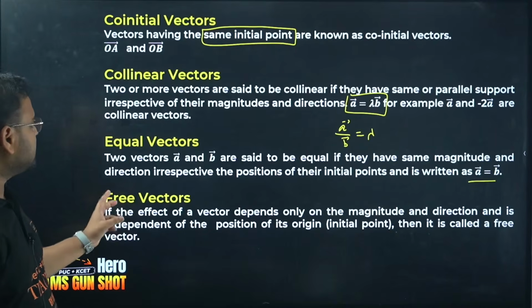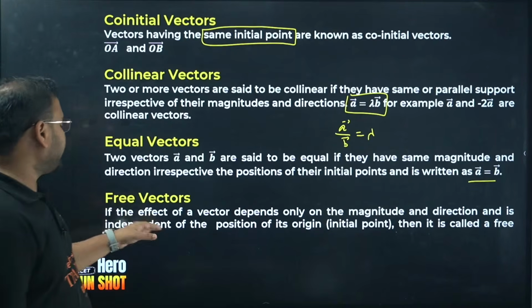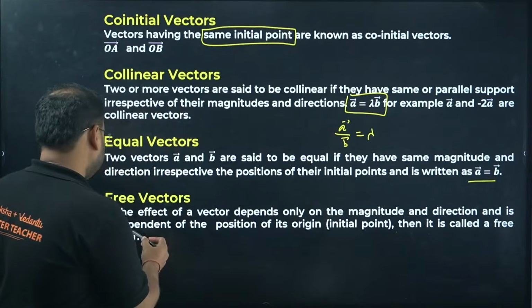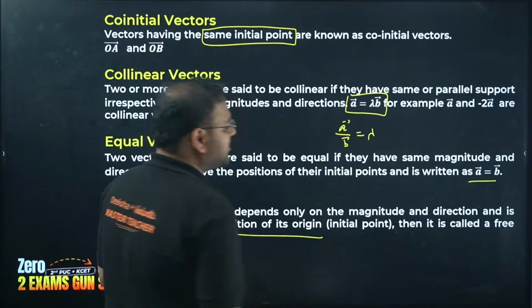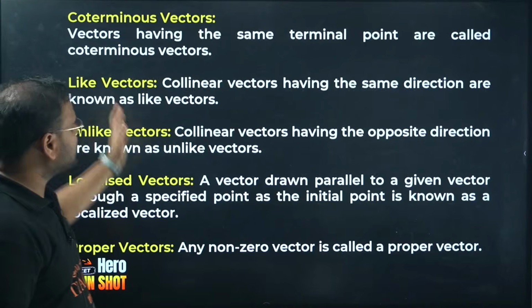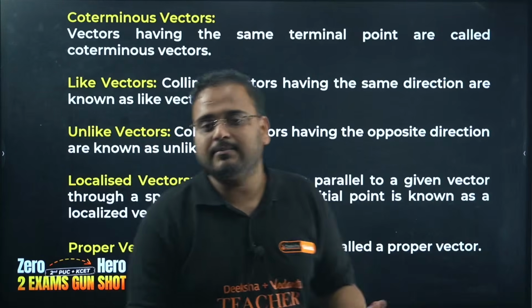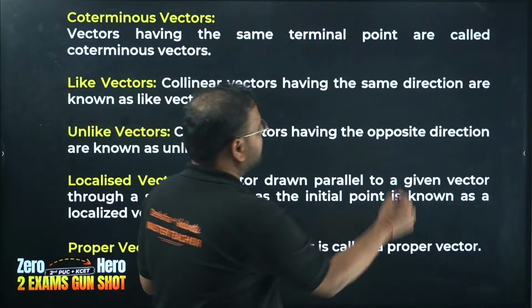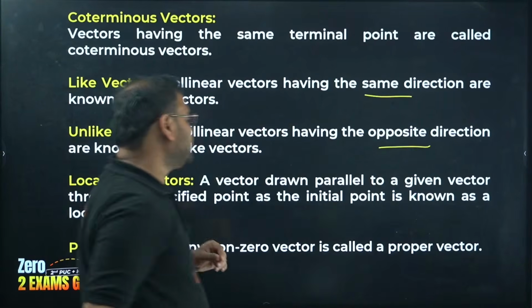Free vectors: if the effect of a vector depends only on the magnitude and direction, and is independent of the position of its origin, it is called a free vector. Have a look, guys. Definitions: coterminous, the endpoints are the same. Like vectors have the same direction. Unlike vectors have opposite direction. Like means same, unlike means opposite.